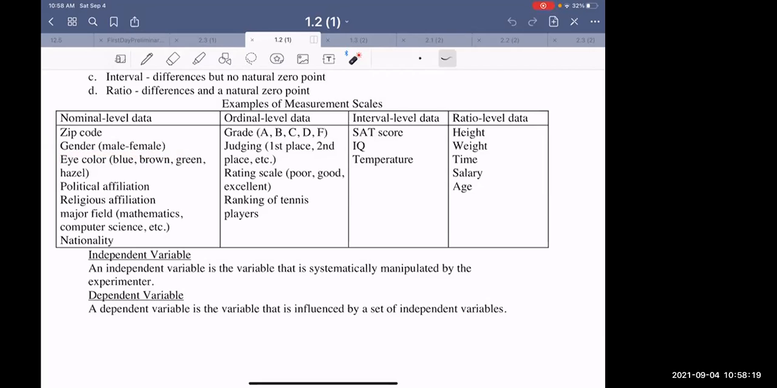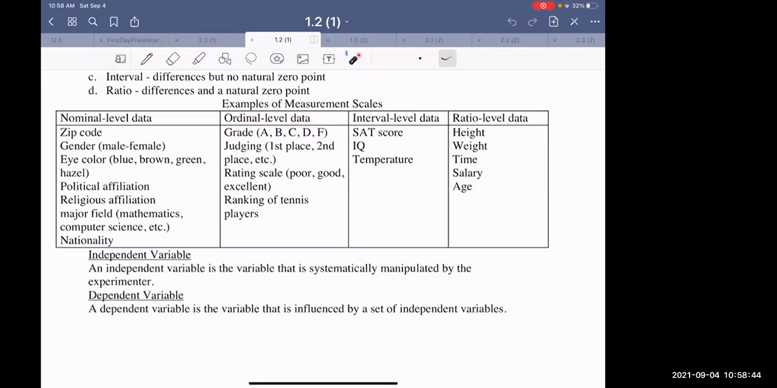Gender. I only know if you're male or female. I can't put an order on you. Eye color. Political affiliation: I can tell you what political affiliation you are, but I can't give an order to it. Religion, your major, mathematics, computer science, etc. Your nationality.